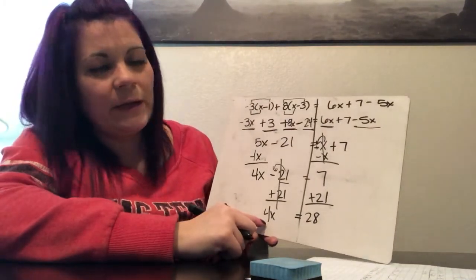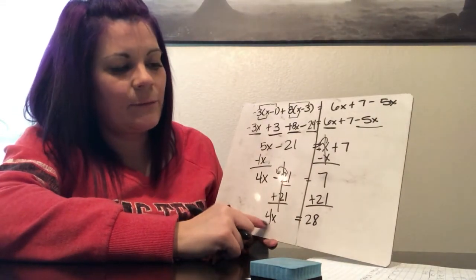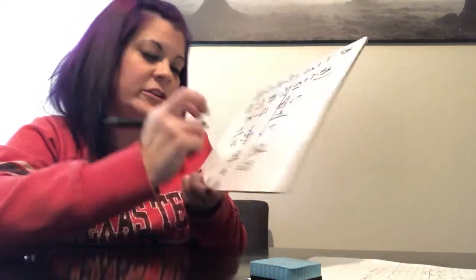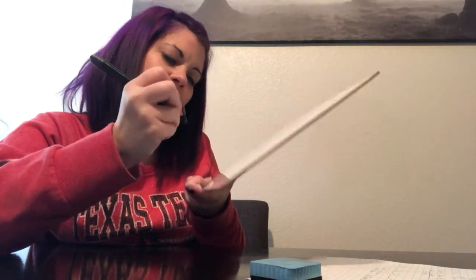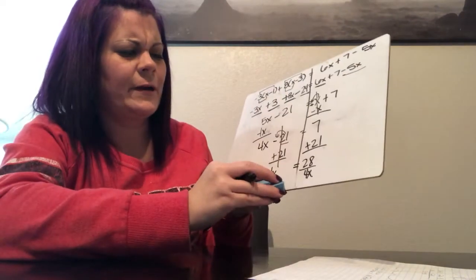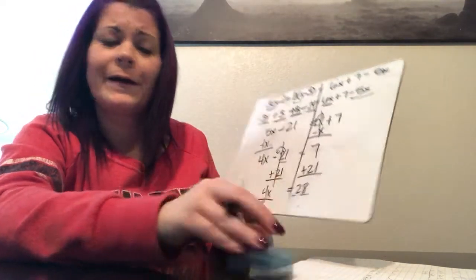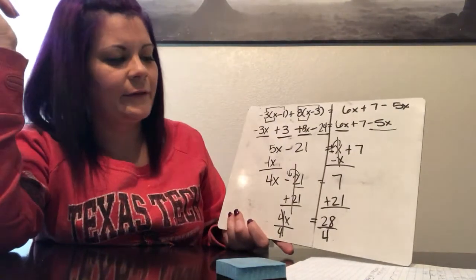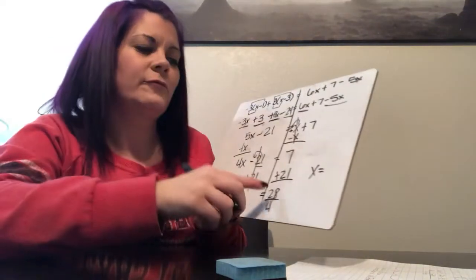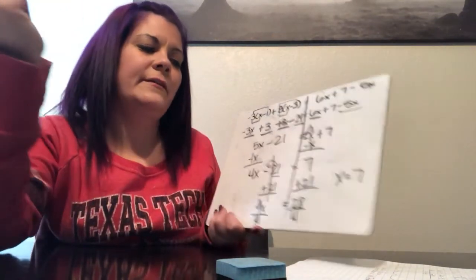And now we can solve this by, this is multiplication, so we're going to do division. I mean, not divide 4x, what am I doing? Not 4x, divide by 4 on both sides. We don't want to move the x, so we're trying to isolate the x. So now we just have x equals 28 divided by 4. Is 7.